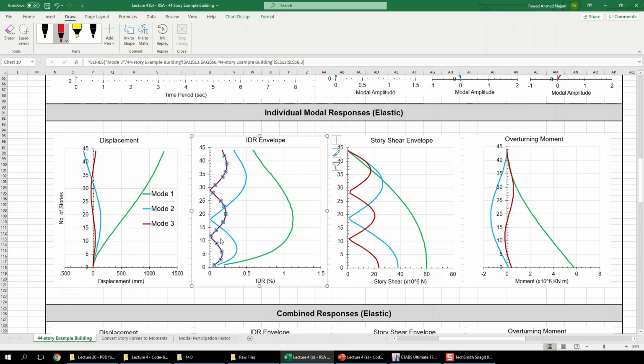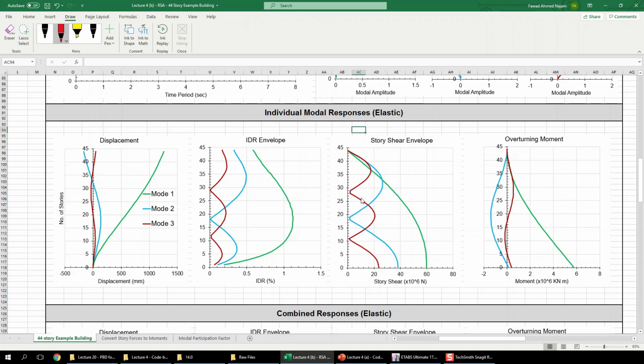Here I plotted in this case the absolute values. So that's why instead of going to the other side, it is coming back to the same side. So all the results I have made them as absolute. In story shear envelope, here you can see this green line is the story shear from the first mode, blue is the second mode, red is the third mode.